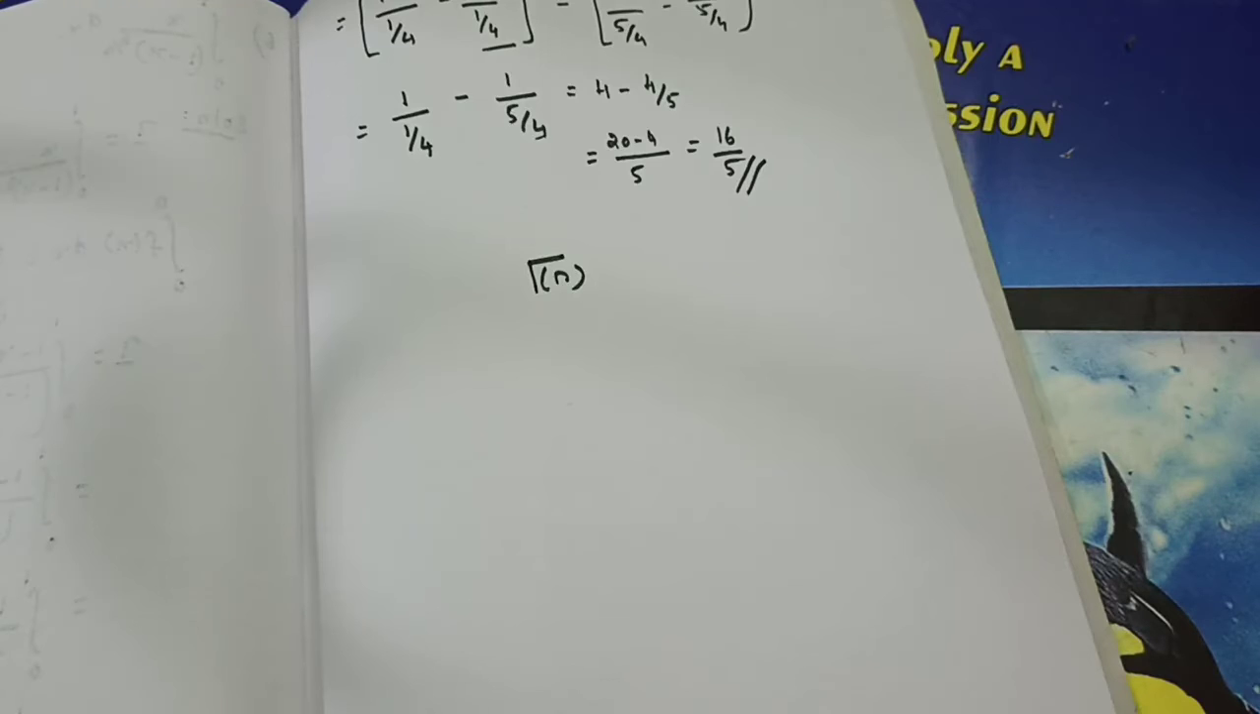You learn that gamma of n is equal to n minus 1 into gamma of n minus 1. Gamma of n plus 1 is equal to n into gamma of n. Gamma of n plus 1 is equal to n factorial, n a positive integer. Gamma of 1 by 2 is equal to root pi. Gamma of 1, the value is 1.